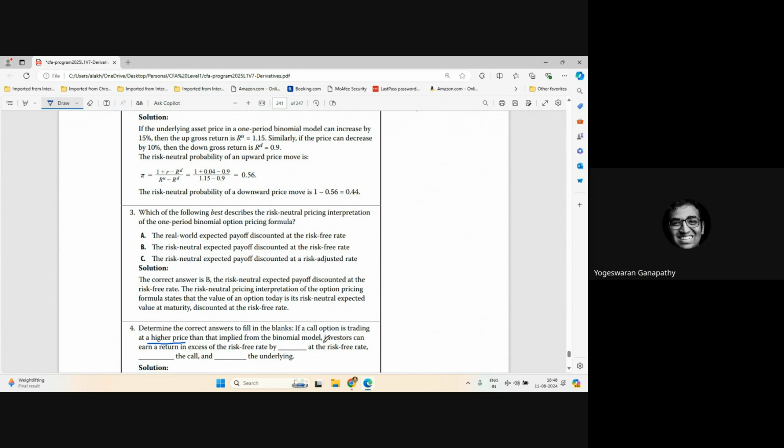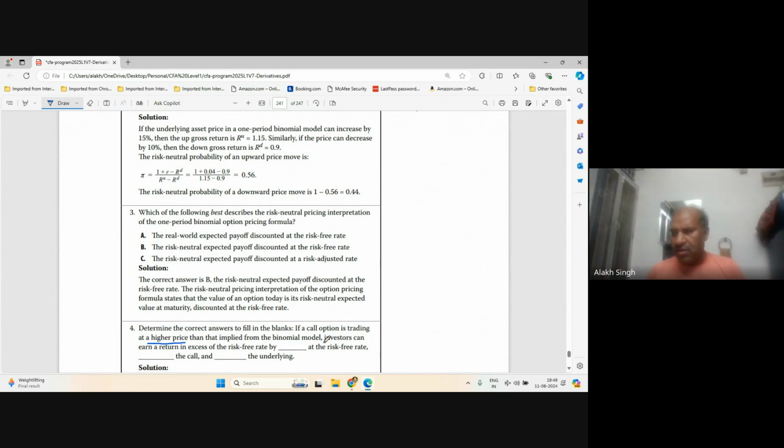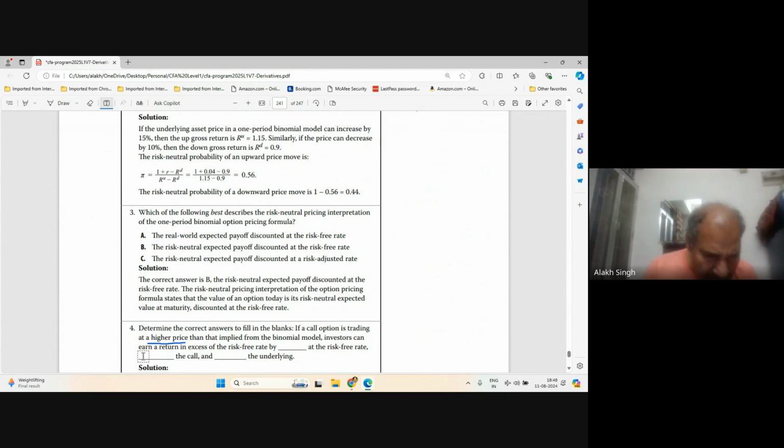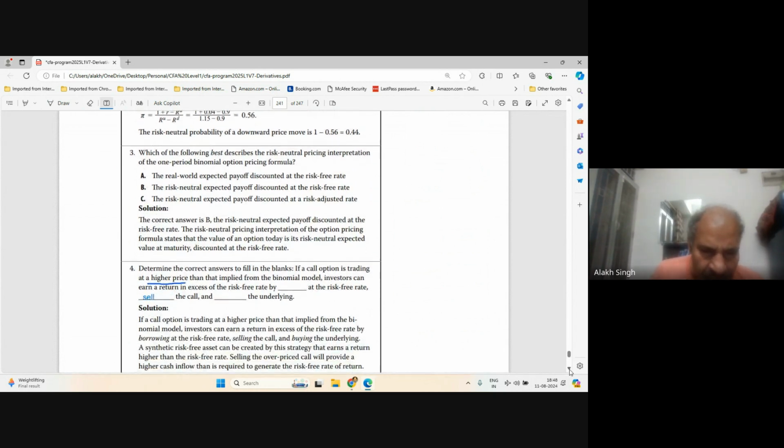Buy low, sell high. So buy the underlying, sell the call. Buy the underlying by borrowing at the risk-free rate and sell the call. Yes, very good. First of all, you see whether it is high or not and fill that part. Then the other you can do easily. So you will sell the call and then buy the underlying and borrow at the risk-free rate.